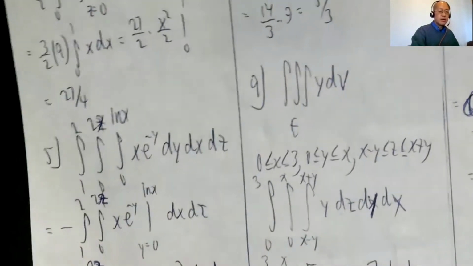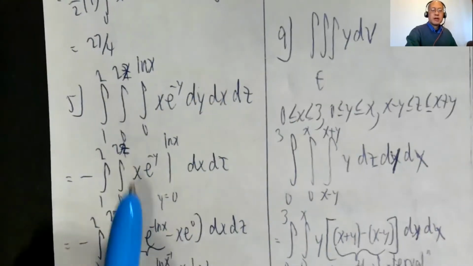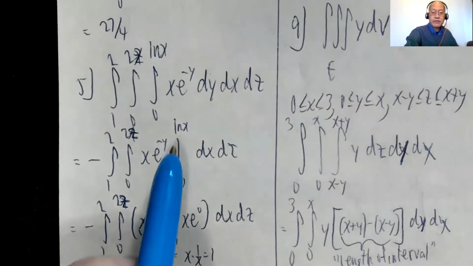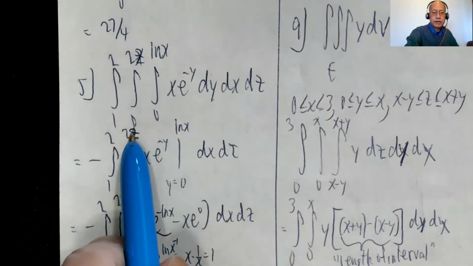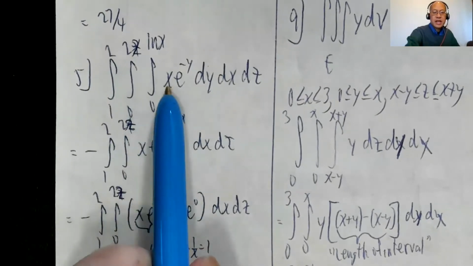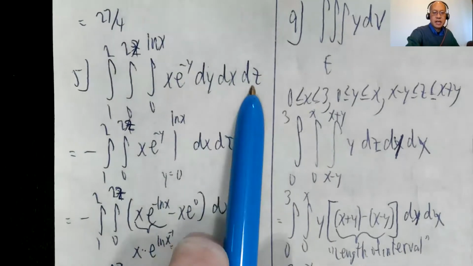Number 5. And notice even when you plug in 0, some of them get long. So we're really happy to have the zeros, because if you don't have the zeros, problems get even longer. Okay, number 5. Sorry, I messed up. x e to negative y dy dx dz.